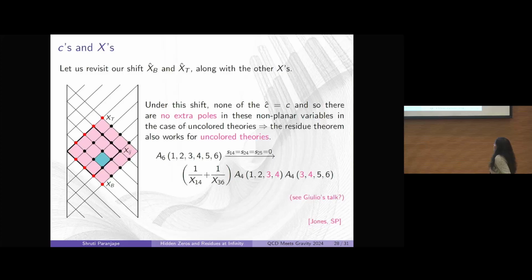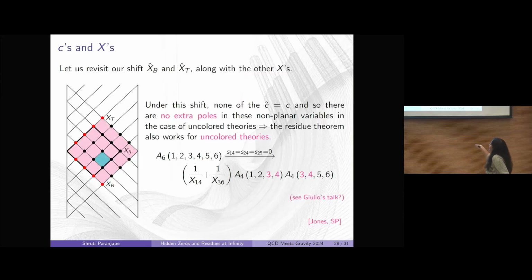Okay. Let me briefly now say something about splitting. The way that we got to splitting in the single copy theories was by saying that our X shift only picked up a certain set of residues. And because we solved for our other X's in a particular way that never shifted any of the individual plaquettes or none of the individual C's, when I look at an uncolored theory, I'm not actually picking up any extra poles. I'm still only picking up these ordered planar poles.